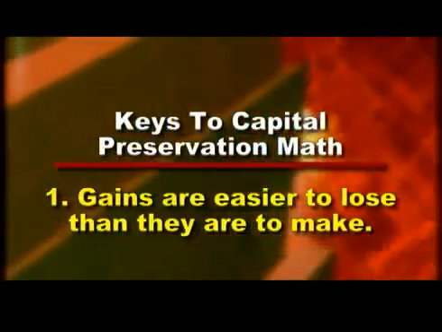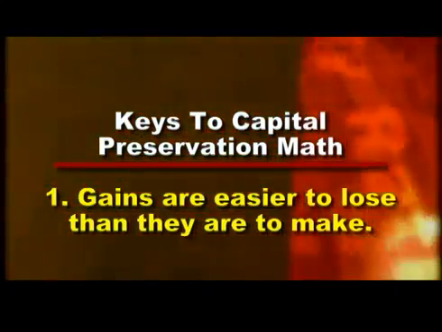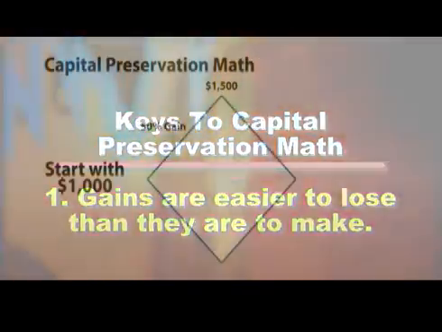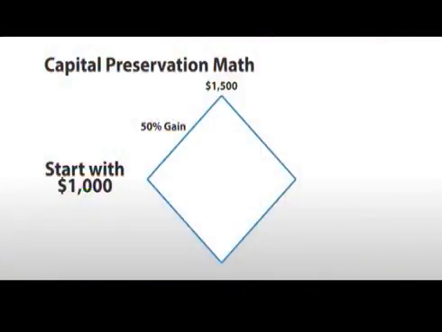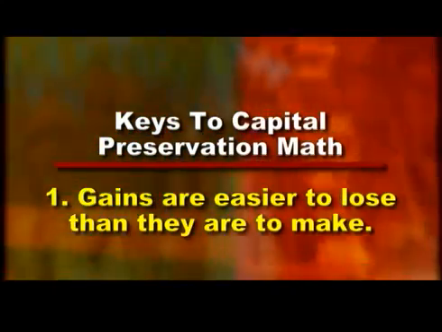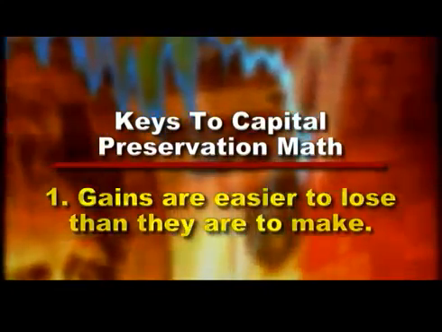Now, there are three keys to understanding the impact of capital preservation math. Key number one, gains are easier to lose than they are to make. For example, if you invested $1,000 and it grew over time to $1,500, you would have a 50% gain. That part is easy and exciting. Later, if your $1,500 investment fell to $1,000 in value, you just lost 33% of your investment value. In other words, it only takes a 33% loss to fully wipe out a 50% gain. So key number one for capital preservation math, gains are easier to lose than they are to make.